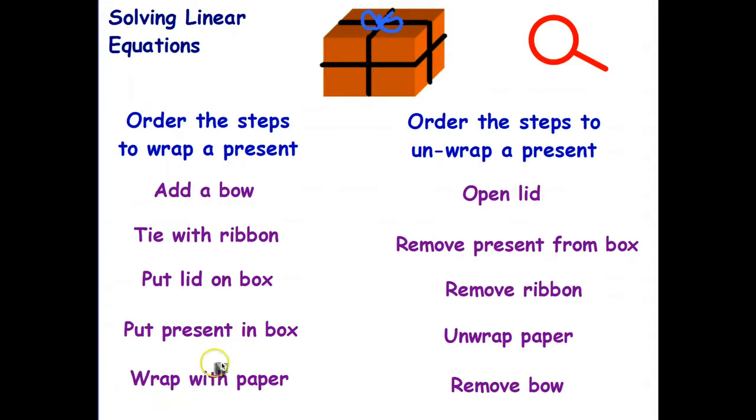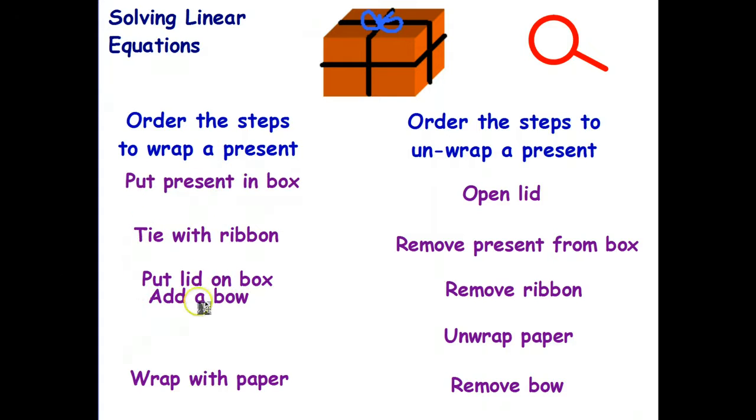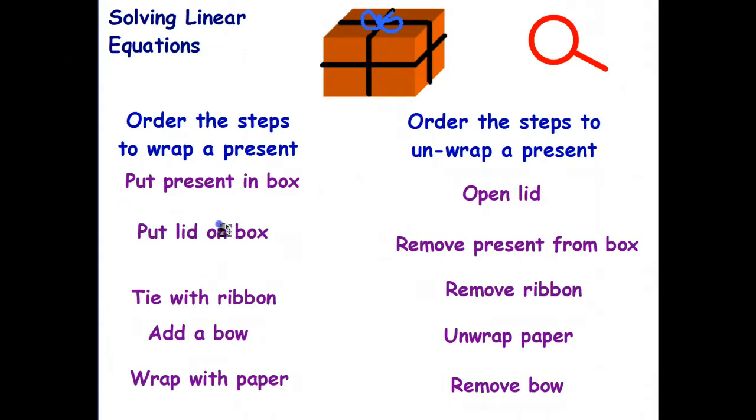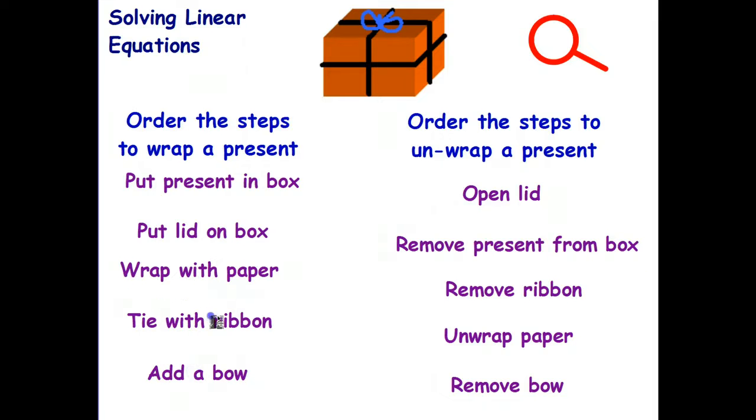So obviously the first thing you're going to have to do, out of these 5 steps, is put the present in the box. So put that on the top. Okay, now that the present's in the box, we can put the lid on the box second. Okay, I would say wrap it up with paper is step number 3. Tie it up with ribbon is step 4. And then finally add the bow to the top. So the order is important when you're wrapping up a present.